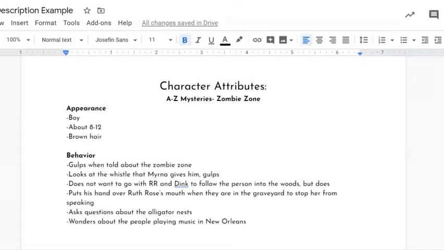I'm going to do that today with one of the A to Z mystery books. I'm reading it right now with my child, The Zombie Zone, and we're going to be focusing on this character down here with the brown hair on the bottom. His name is Josh. So let's find out how we go from our list and turn that into a paragraph. Let's go. You may have done it on notebook paper. Either way is just fine.